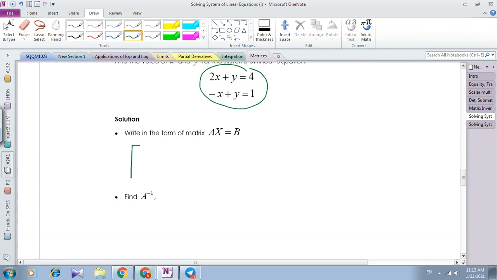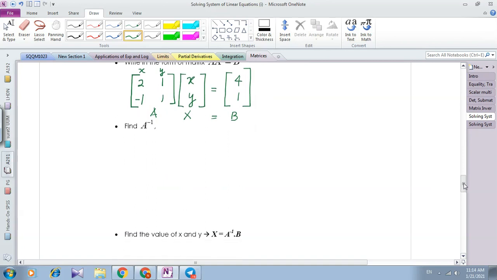This will be 2, the scalar of x, and then 1, the scalar of y, for the first equation. For the second equation, the scalar of x is -1, and the scalar of y is 1. So basically the first column denotes the scalar for x, and the second column denotes the scalar for y. And then multiply with x, y, equals to 4, 1. So this is basically your A, your variable, and the solution B.